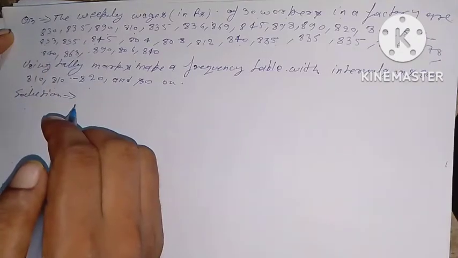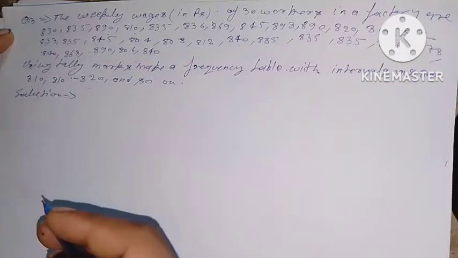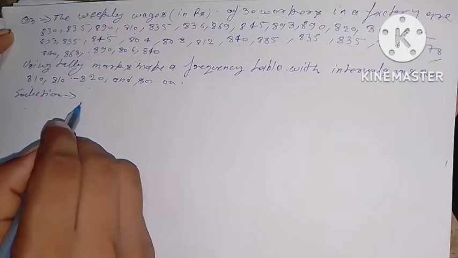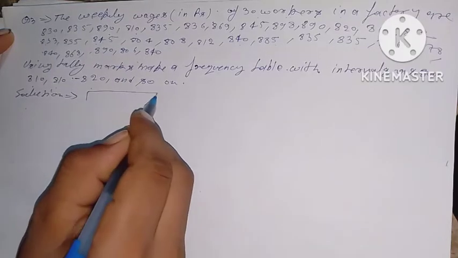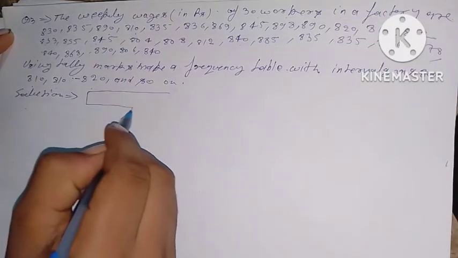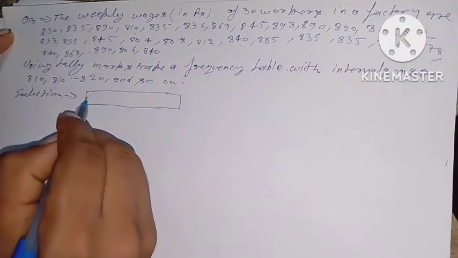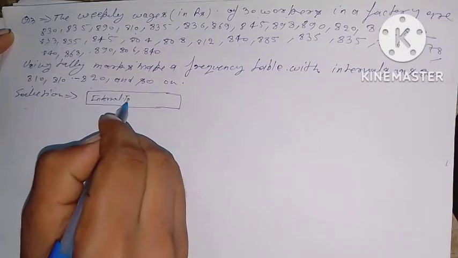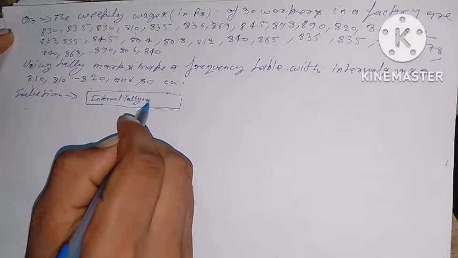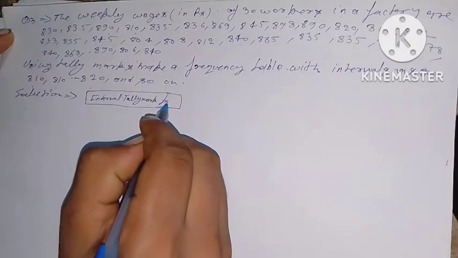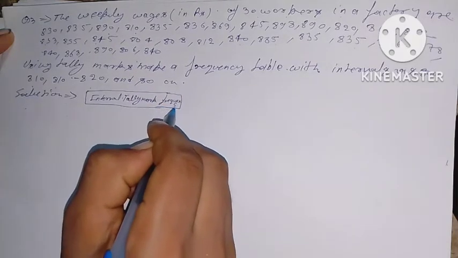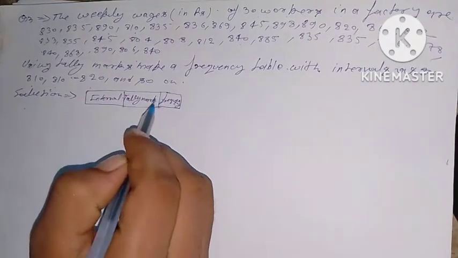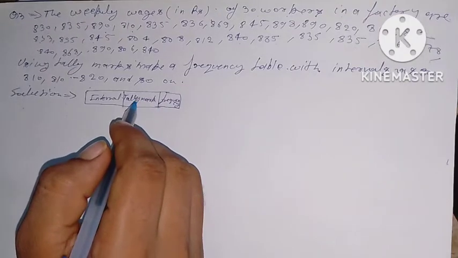A frequency distribution table by using tally marks for the above data is as follows. Intervals, tally marks and frequency.